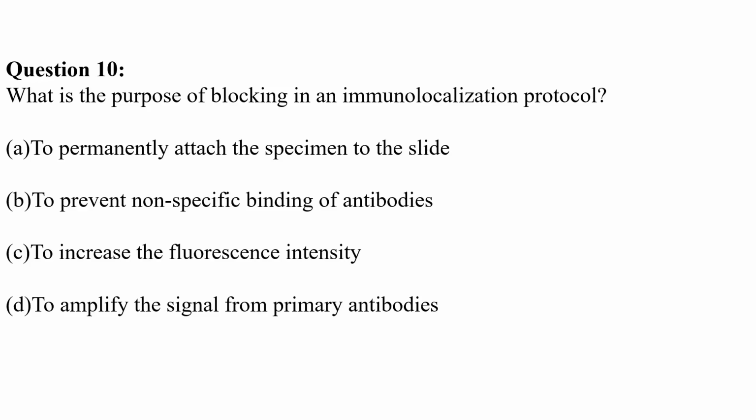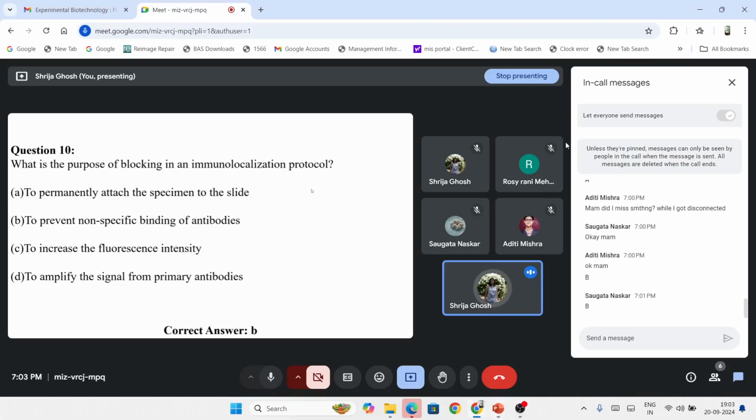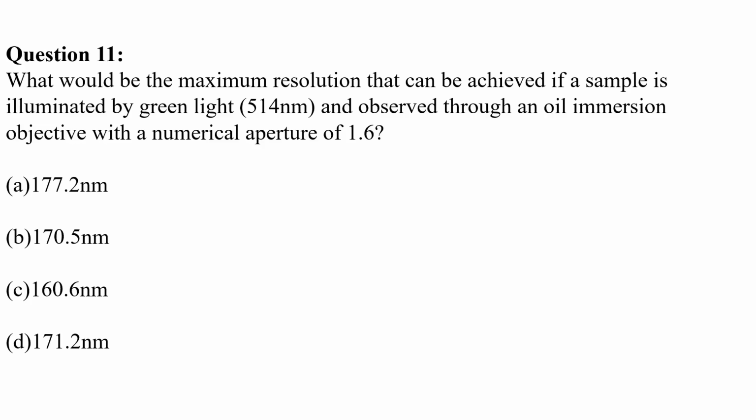Okay, so blocking is done for preventing non-specific binding of the antibodies, non-specific binding of the primary antibodies. So I hope this is clear. I'll move to the next question.